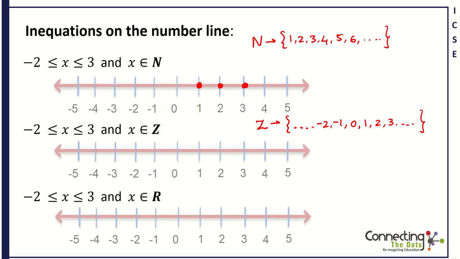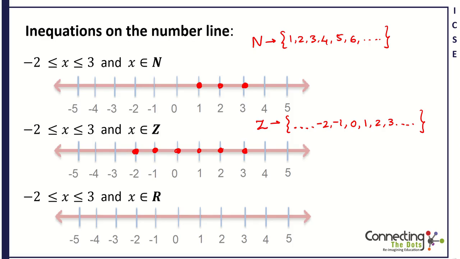Can you pick -2? You can, because it's got a less than or equal to here. So you start with -2, -1, 0, 1, 2, and 3. So these 6 dots represent the final solution on the number line.